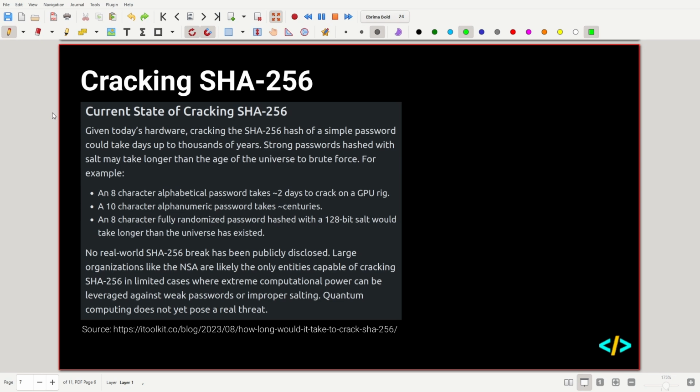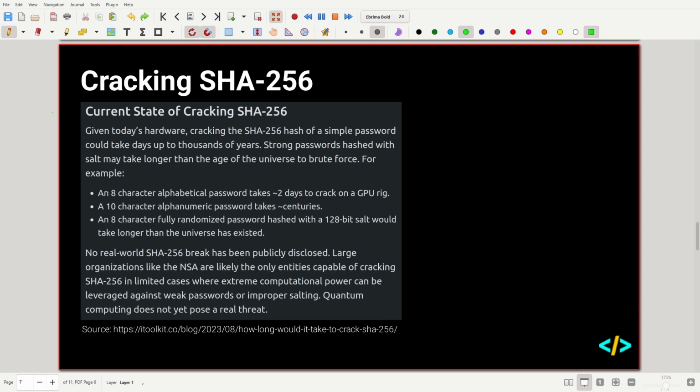This is according to this source down here, iToolkit, the current state of cracking SHA-256. This is what a lot of modern technology and modern encryption algorithms depend on. Given today's hardware, cracking the SHA-256 hash of a simple password could take days, up to thousands of years. Strong passwords hashed with salt may take longer than the age of the universe to brute force. So the only way we currently can break a perfect hash function is brute force, which is just trying every possible combination until we find it.